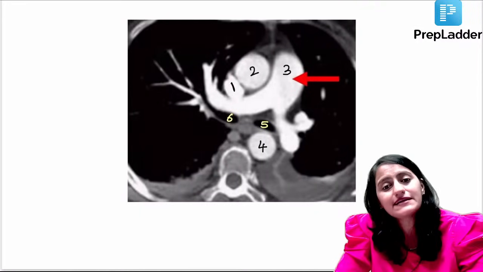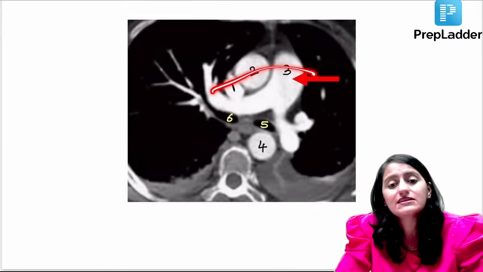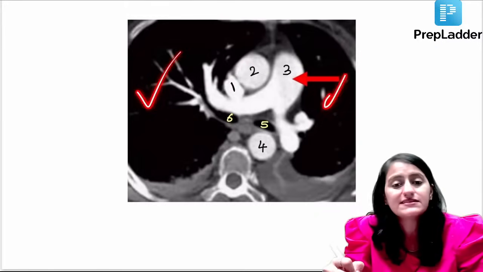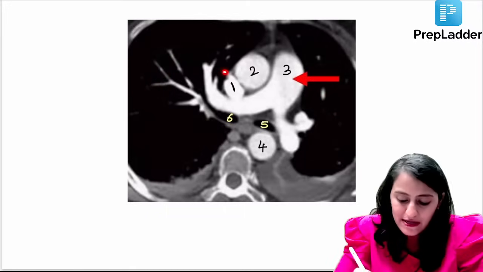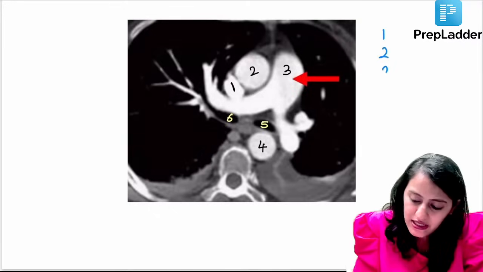Another important anatomical section that is asked in the exam, the mediastinal vessels. This is CT chest, black is the air lung. Look at 1, 2, 3, 4. What are the structures labeled 1, 2, 3, 4?